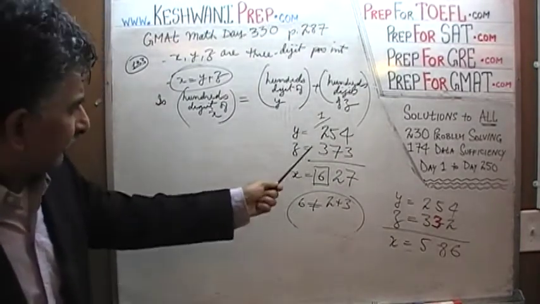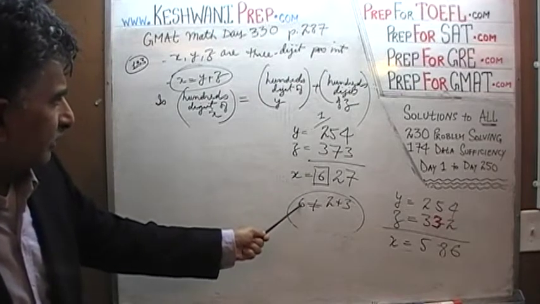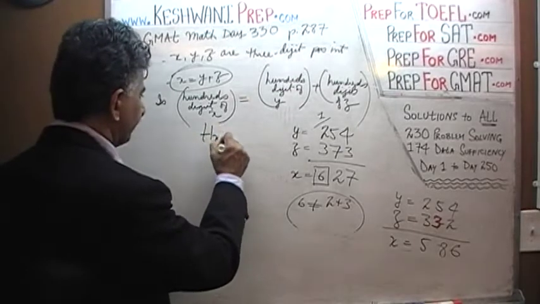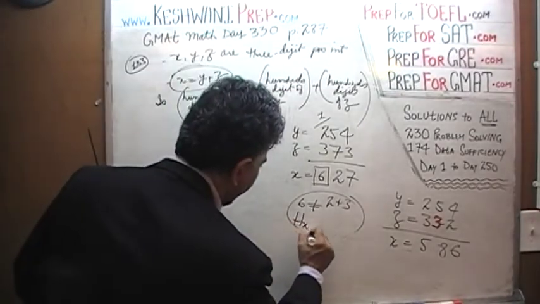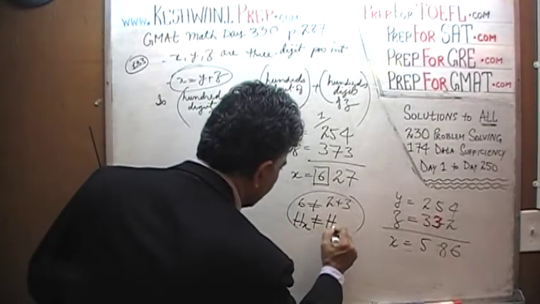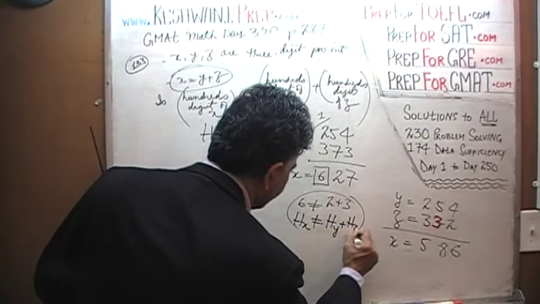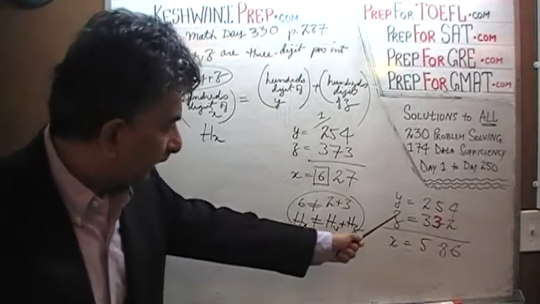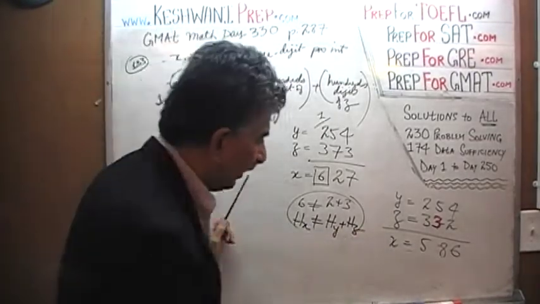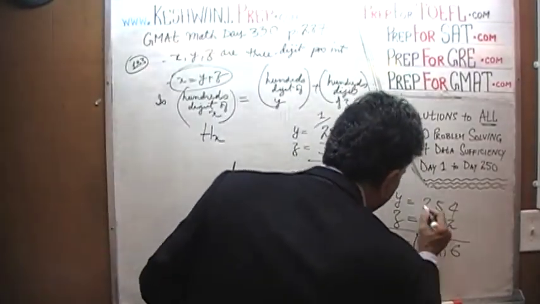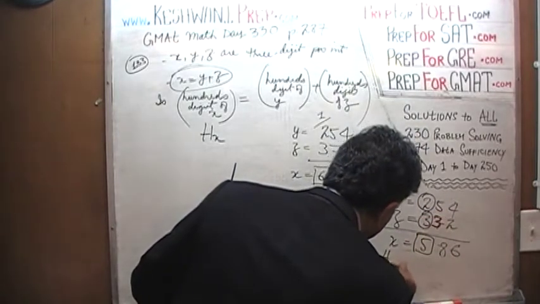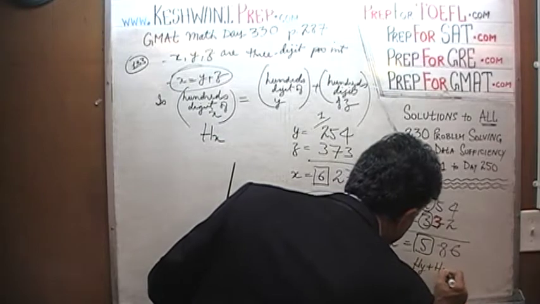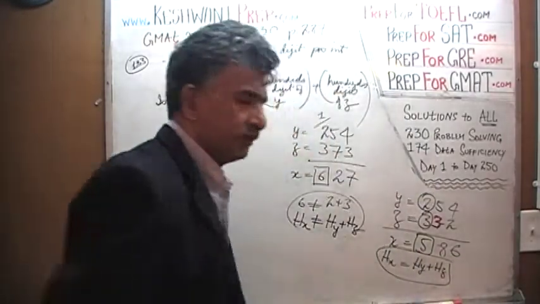In other words, 6 represents the 100 digit of X. Let's call it H subscript X. H subscript X does not equal the 100 digit of Y plus the 100 digit of Z, just so we don't have to keep writing. Here it does. Here the 100 digit of X is 5, and that does equal 2 plus 3. 100 digit of X does equal 100 digit of Y plus 100 digit of Z.